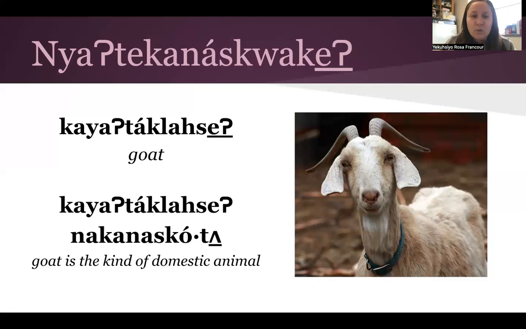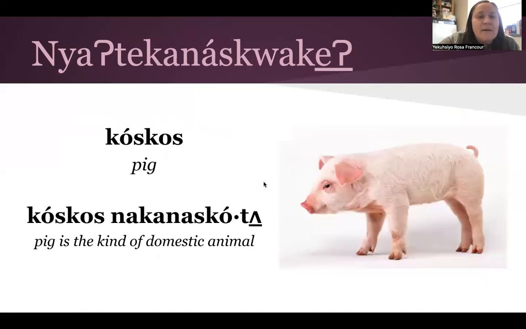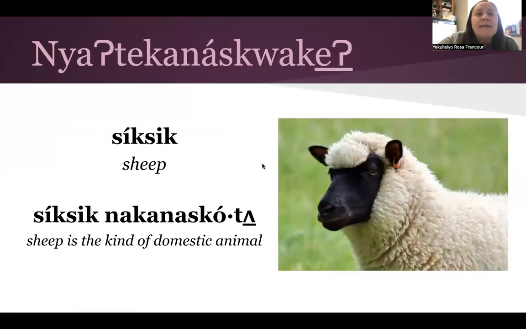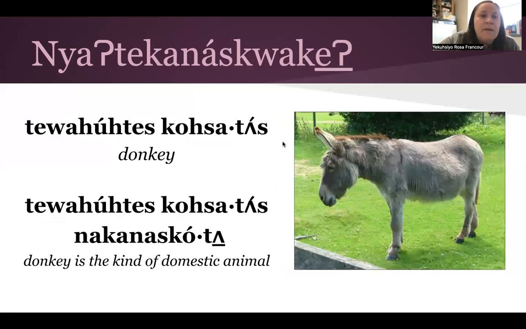Gayat Douglase is the full word for goat. Gayat Douglase naganasquod. Goat is this kind of domestic animal. Guskus. Guskus is pig. Guskus naganasquod. Pig is the kind of domestic animal. Siksik. Siksik is a sheep. Siksik naganasquod. Sheep is the kind of domestic animal.